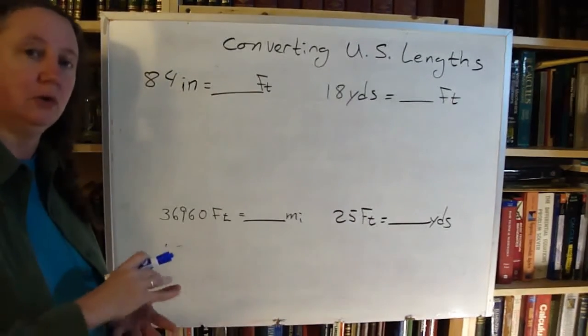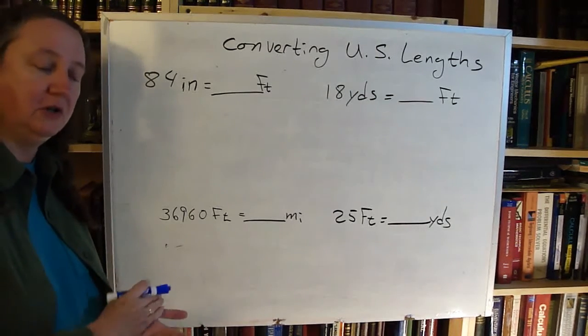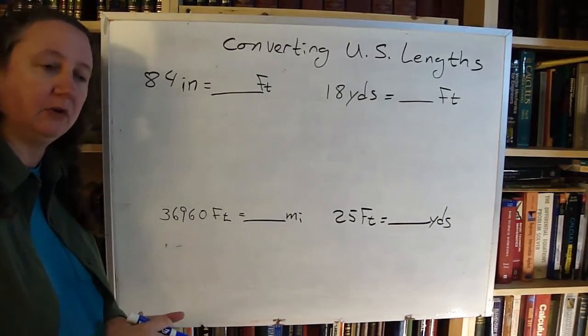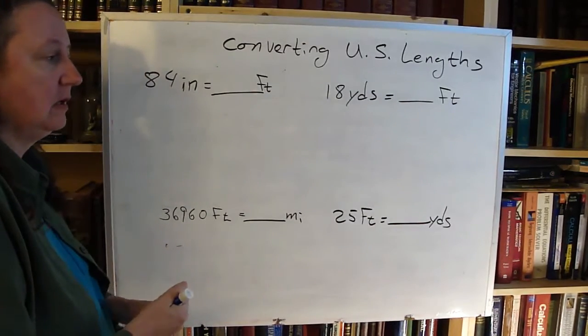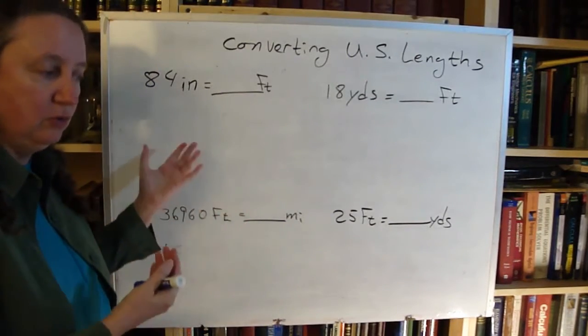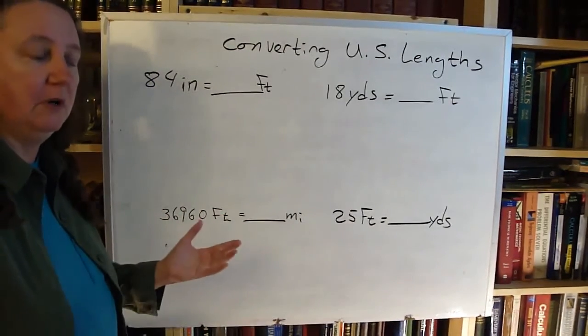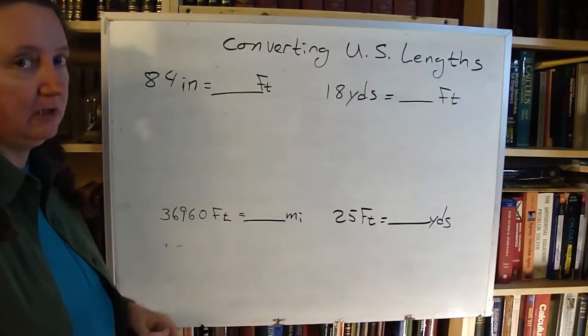Those are things that you can look up on the internet or on a sheet of paper that you will be given for the test, or in your book. If you were born and raised in the US, you should know these. If you were born and raised elsewhere, these might be completely foreign to you.